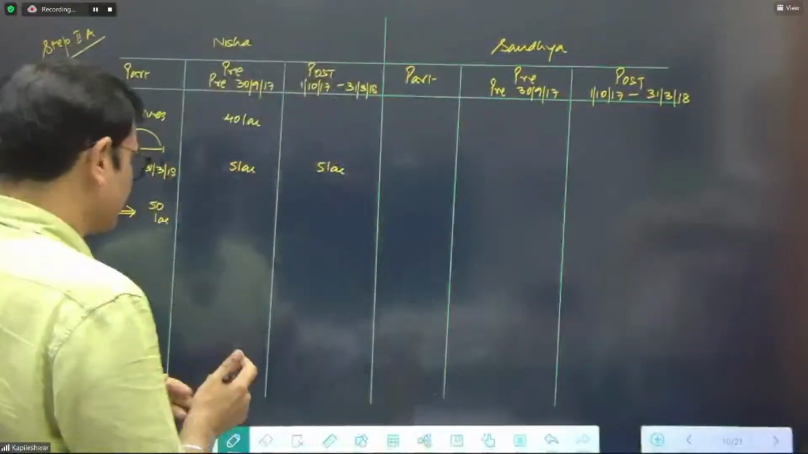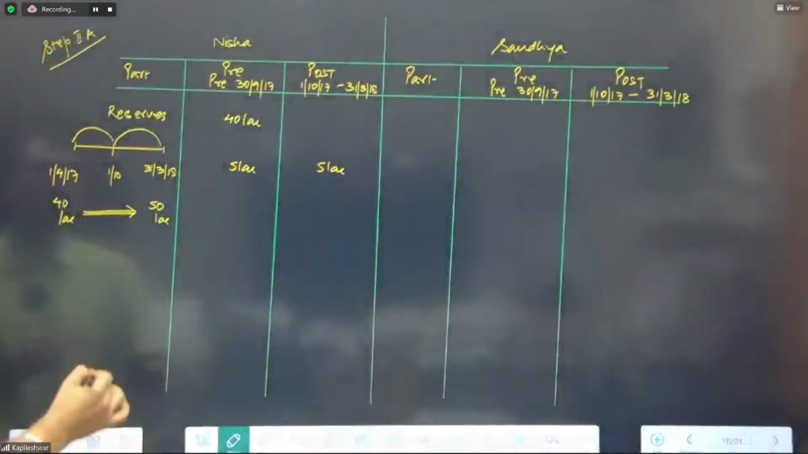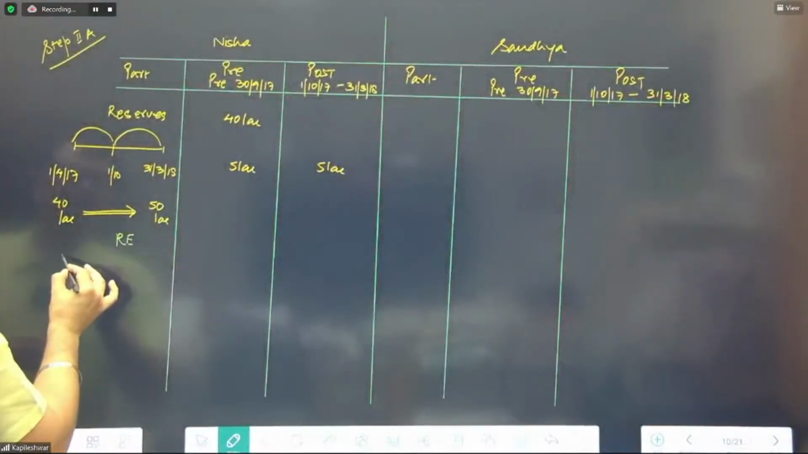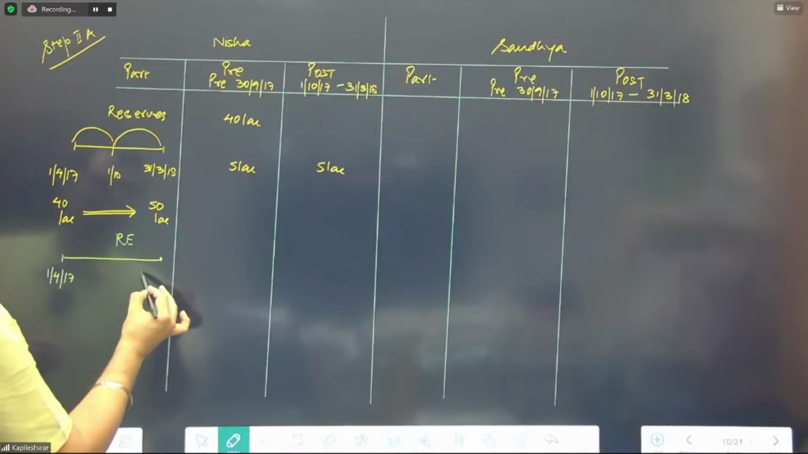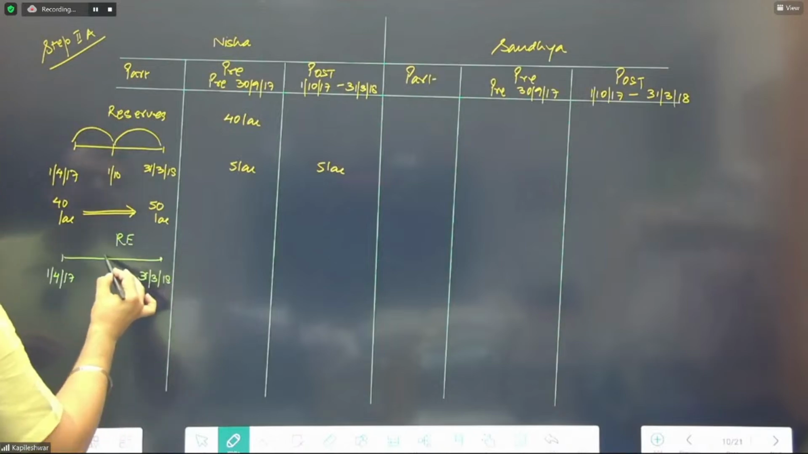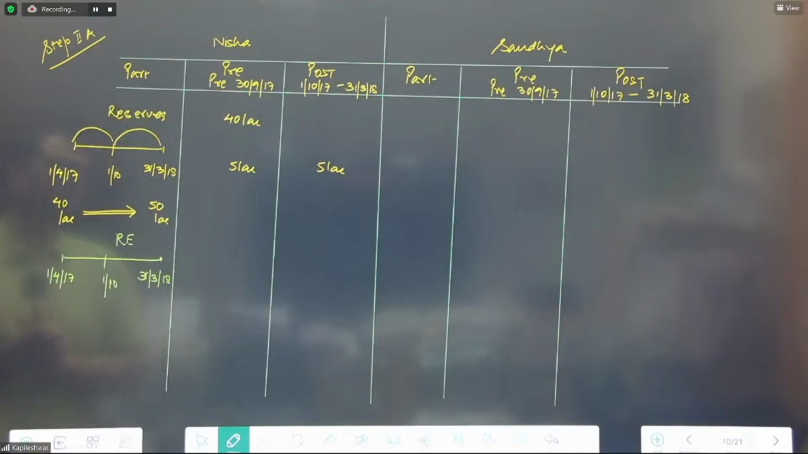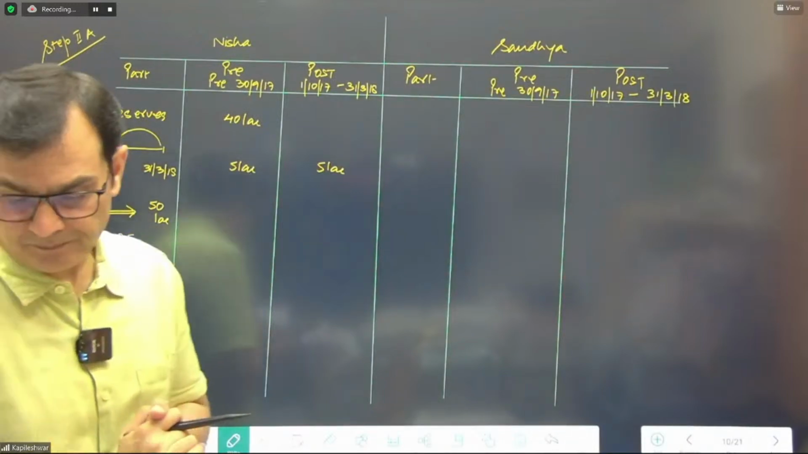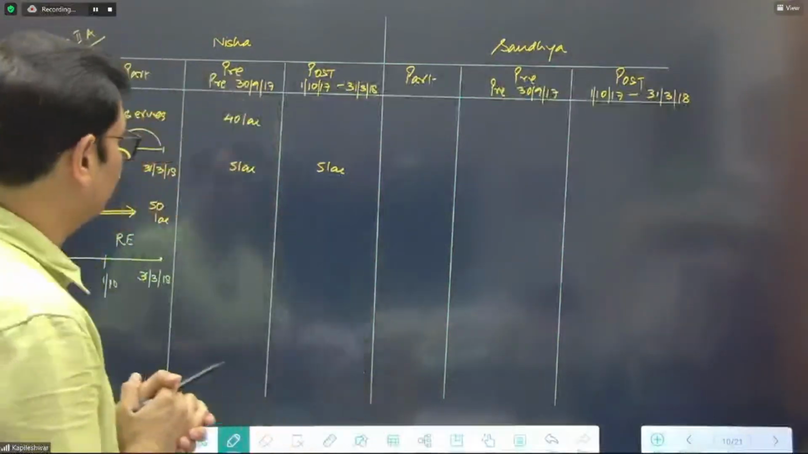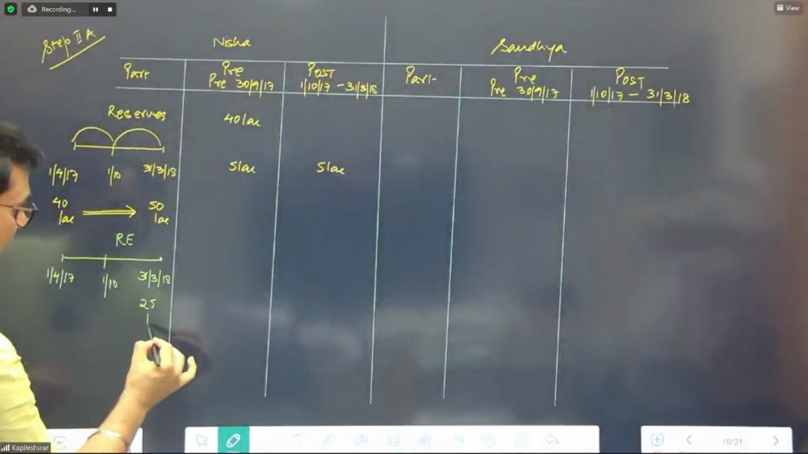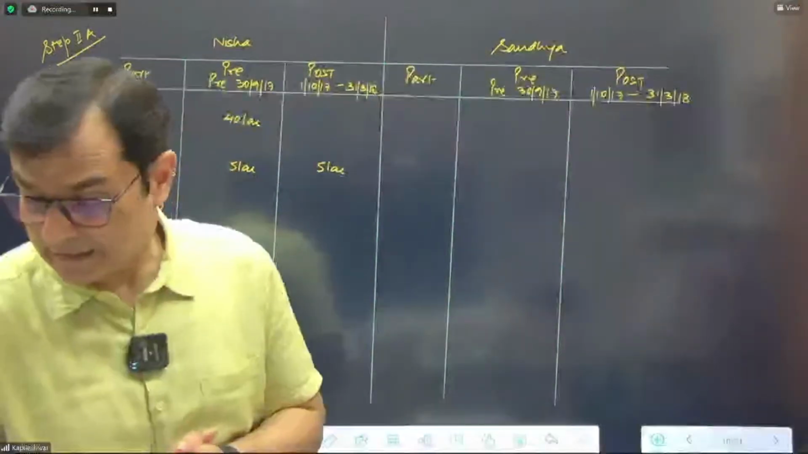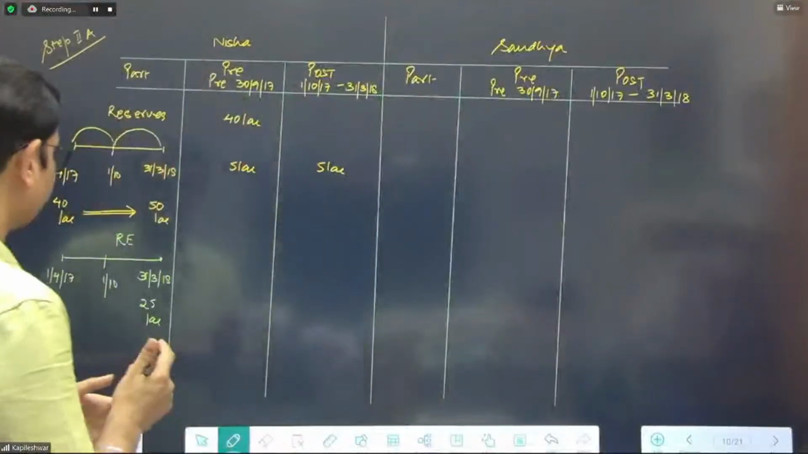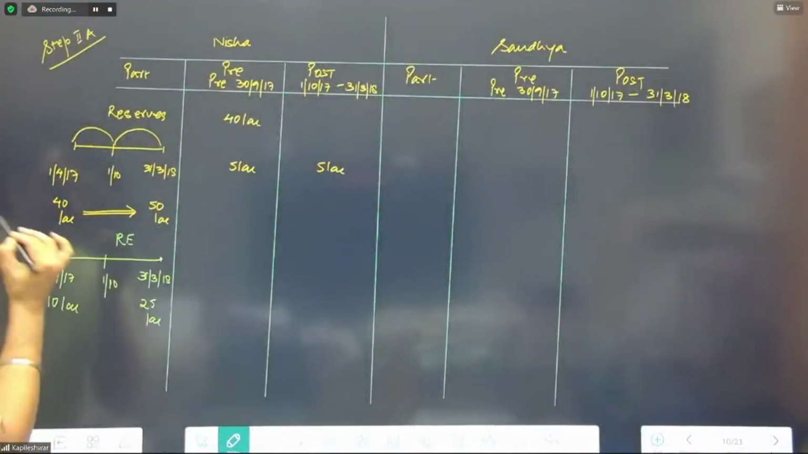Similarly, we're going to go to the analysis of the retained earnings as well. So let's take the retained earnings, get the time scale. This is the balance at the beginning, 1st April 17, and this is March 18, and date of acquisition is 1st October. Now in this particular case, again, the retained earnings on the balance sheet date is given to me, it's 25 lakhs. And in the additional information, the retained earnings of Nisha is 10 lakh. So this is the retained earnings at the beginning.